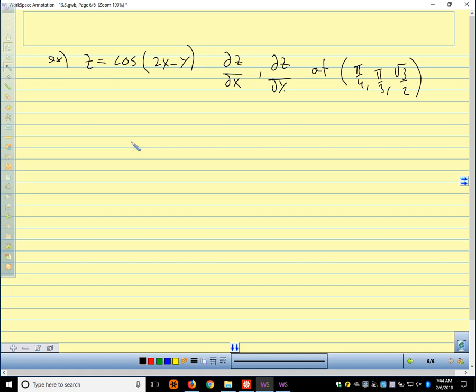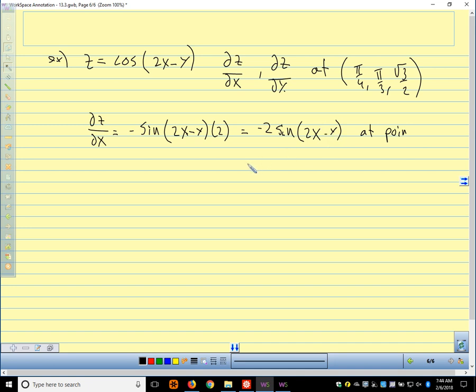All right, so let's take our partial derivative. The partial of z with respect to x. What do we get? Negative sine of 2x minus y, and then we have to use our chain rule, and we have to multiply by 2. So we get minus 2 sine of 2x minus y. And then we evaluate it at our point. We'd plug in x equals pi over 4 and y equals pi over 3.